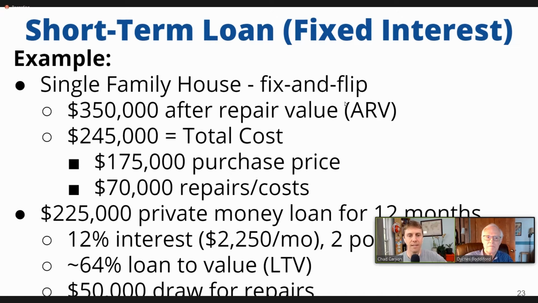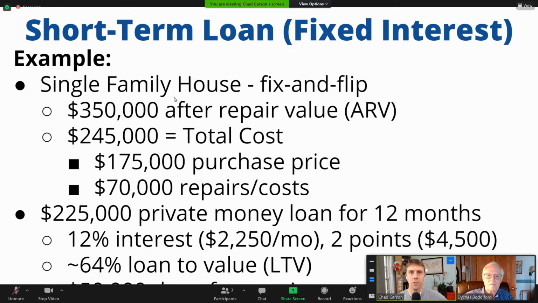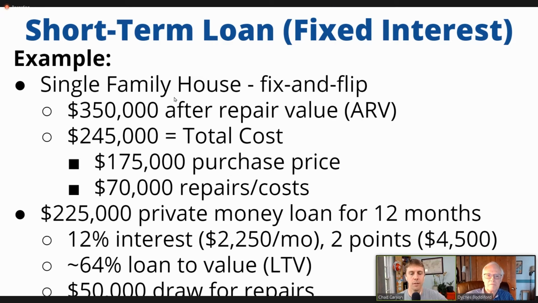All right. So I'm going to give an example here just to drive this point home. Let's say you are a borrower, an investor, you find a single family house and you're going to flip it, and it has a $350,000 after repair value. You might hear us use the term ARV to abbreviate that. And let's say your total cost, your purchase plus your repairs and closing costs, when you add it all up, is $245,000.